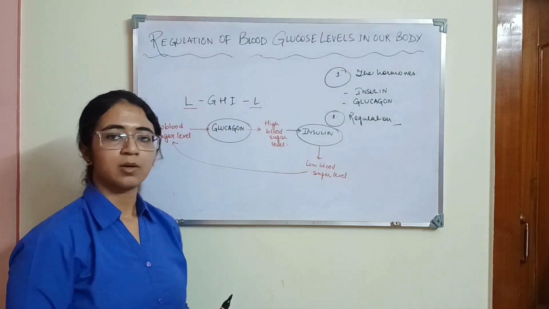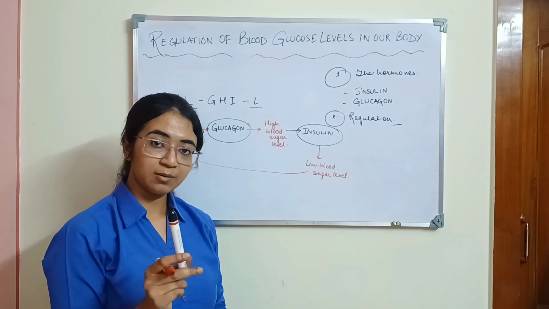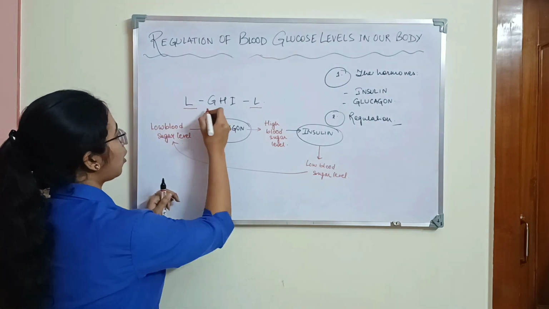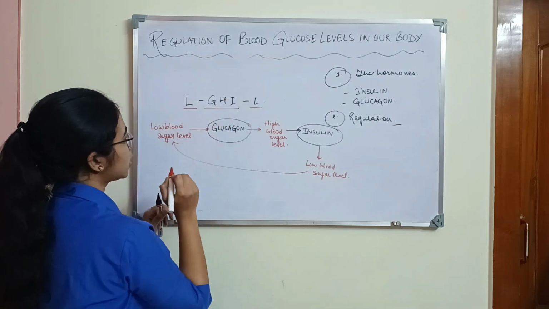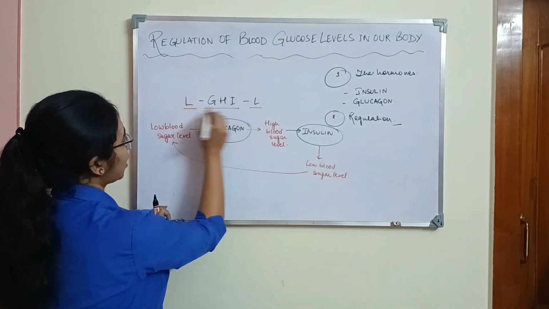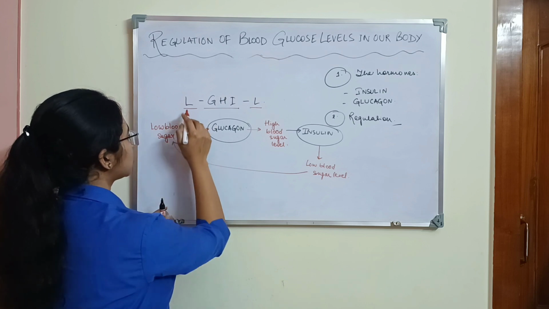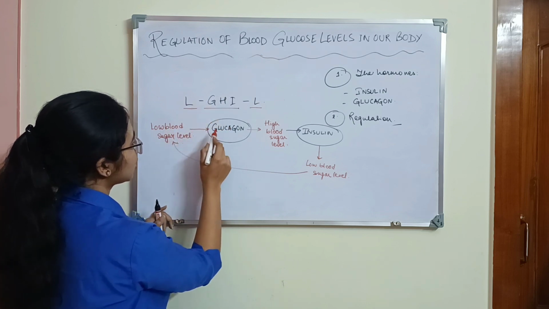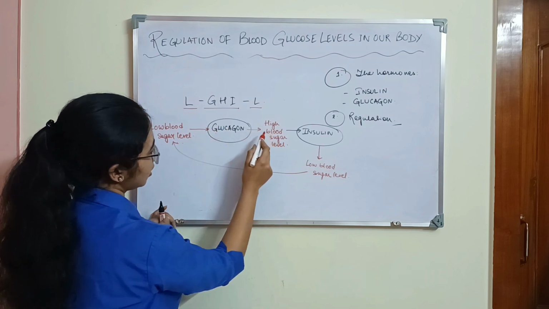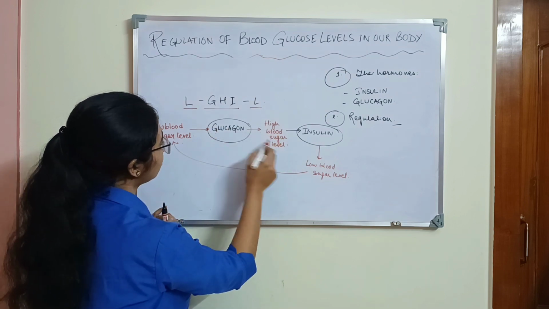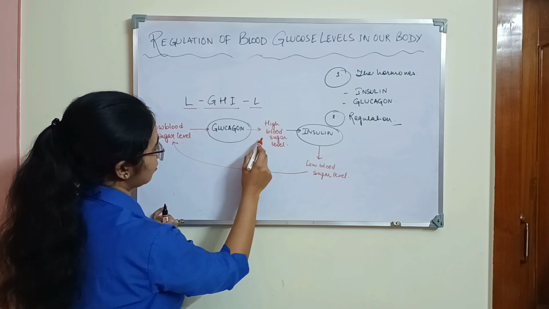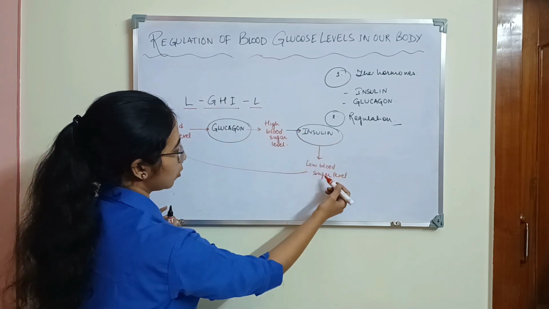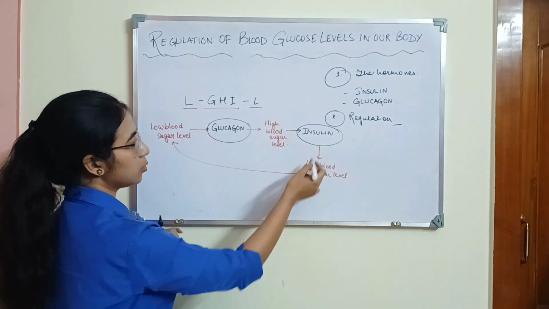And GHI. A, B, C, D, E, F, G, H, I. So GHI. Remember these three letters from the alphabet, and just put one L on both the sides. Okay. So low blood sugar level stimulates glucagon release from pancreas. Glucagon, what does it do? It raises the blood sugar level. After the blood sugar level is raised, it is going to stimulate the production of insulin again. Insulin is going to lower the blood sugar level, and this cycle is going to continue.